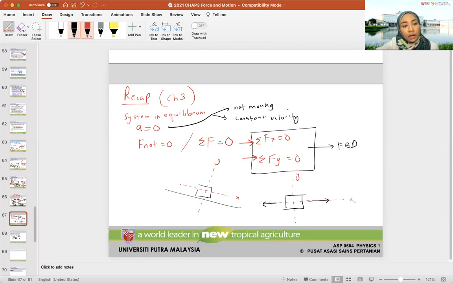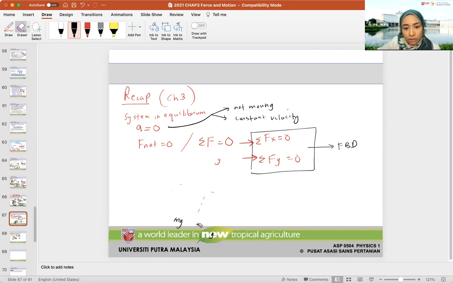And then remember, something that I need to remind you again and again: if we have mg on an incline, mg is not like this. That is wrong. But this is going to be the component of mg. So this is mg cosine theta, and this will be mg sine theta. And friction will always be opposing motion. And then we have normal force if we are on a surface. What else? If we have a string, we will have tension. So these are the things that you need to remember. Okay, so that is for equilibrium system.